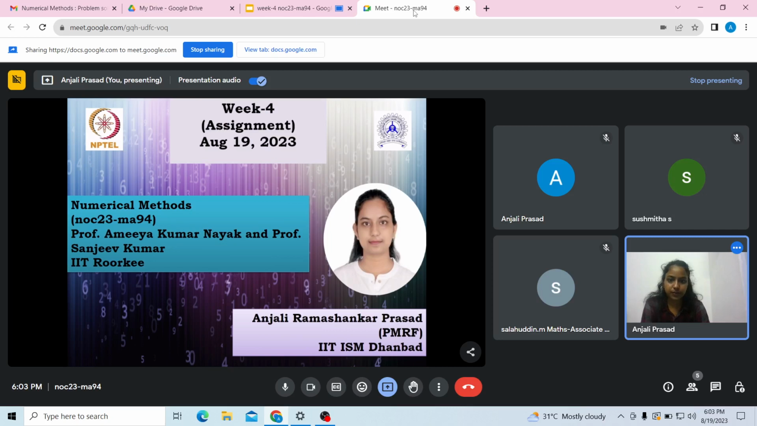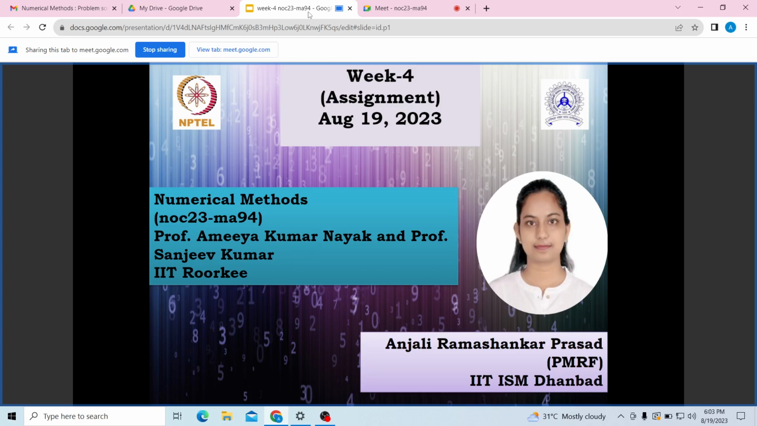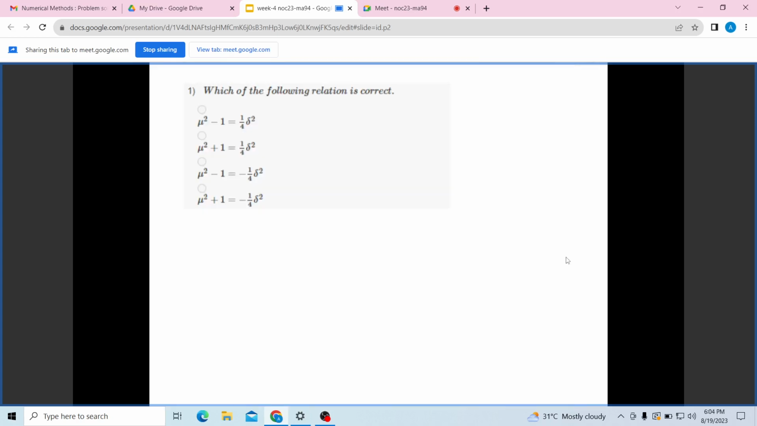So shall we start with the session? So here is your first question. Which of the following relation is correct? Okay, so you have to find which of these given four relations is correct.